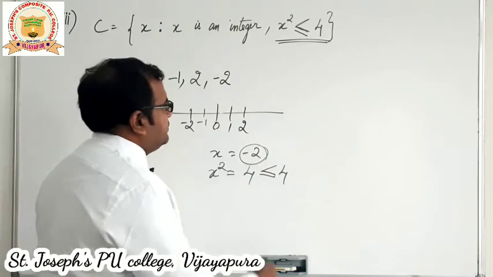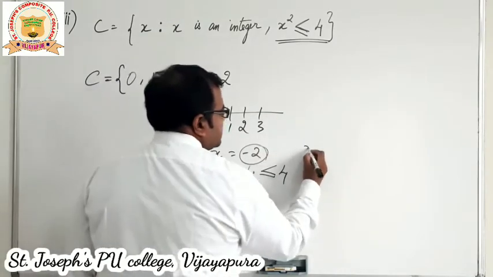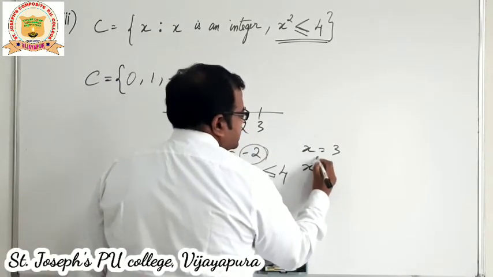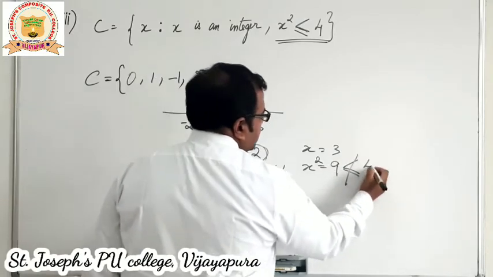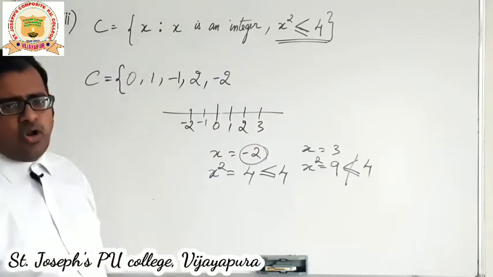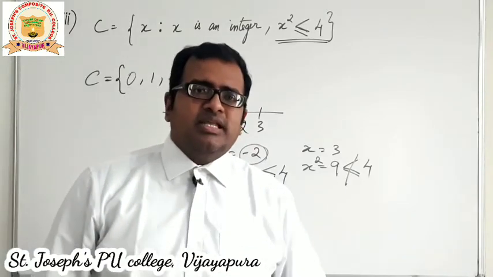What about next number 3? If x is equal to 3, then x square is equal to 9. Surely that is not less than or equal to 4. 9 is not lesser or equal to 4. Means 3 cannot be taken.